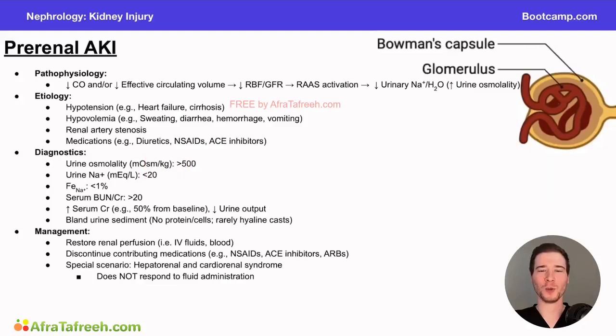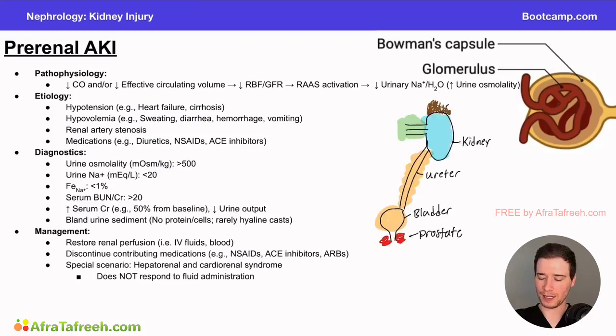So in this first video, we're going to talk about pre-renal acute kidney injury. If you recall from our last video, we talked about how you can have three main types of acute kidney injury. You can have pre-renal causes, which occur before the kidney. You can have intrarenal causes, which occur within the kidney. And you can have post-renal causes, which occur after the kidney, in the ureters or the bladder.